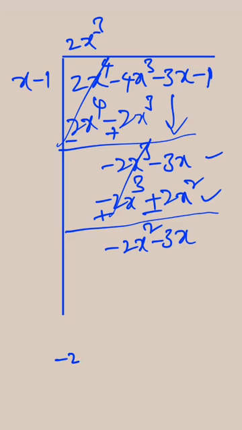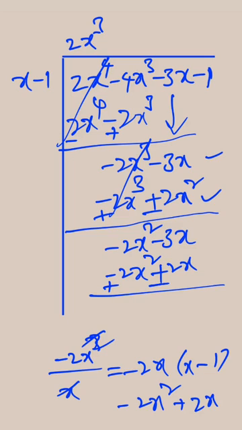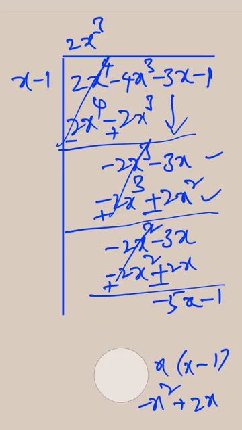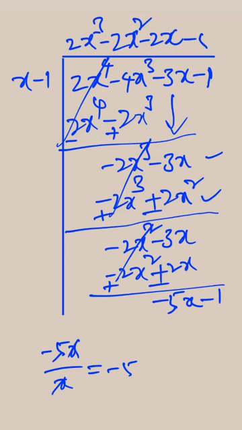Now, the first term minus 2x squared divided by x gives minus 2x. Minus 2x multiplied with x minus 1 gives minus 2x squared plus 2x. Write it here, then subtract it; signs change and these two get cancelled. Now minus 3x minus 2x is minus 5x. Now bring down minus 1. Again the same procedure: dividing minus 5x by the first x, x gets cancelled, minus 5 is there.